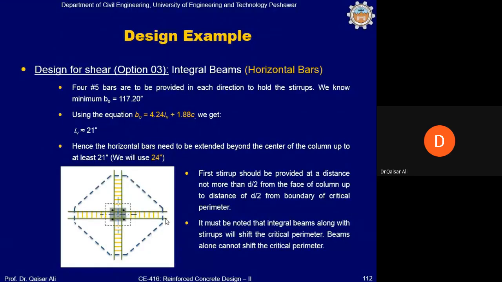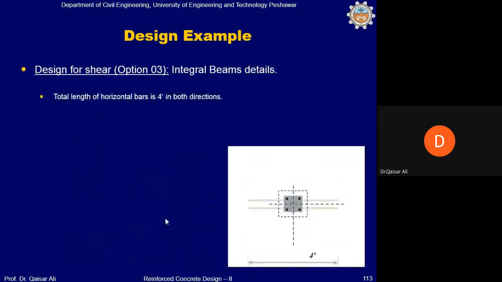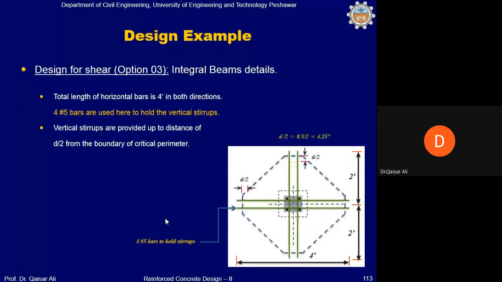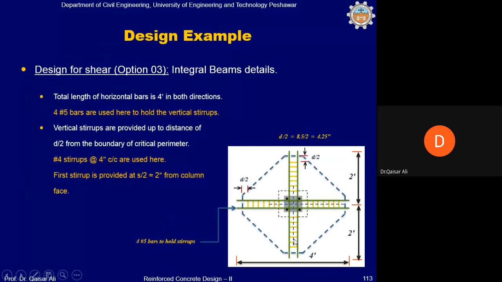Mostly there are no calculations done for the longitudinal bars which will become part of this integral beam, but the ACI code says that the bars to be provided in this shall not be less than number 4 bar. Mostly we use number 6 bar in the integral beam. Number 5 bar can also be used. So here we have used number 5 bars, two top and two bottom number 5 bars to hold these stirrups. And the length of the integral beam is 4 feet.